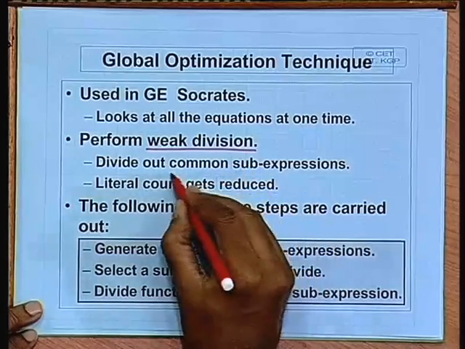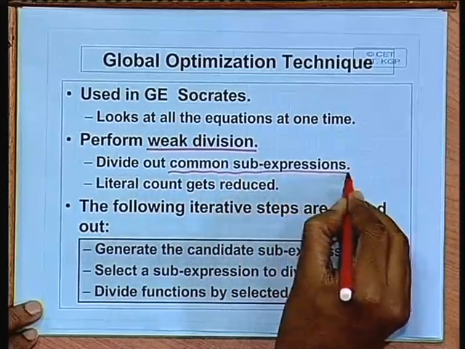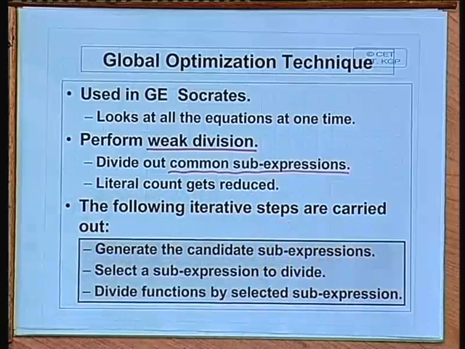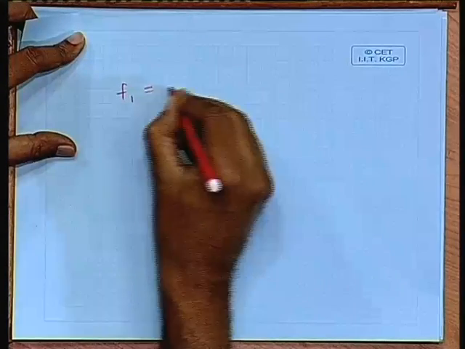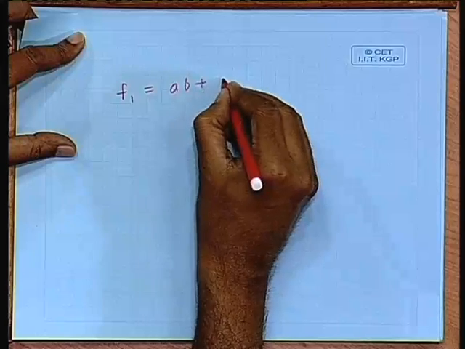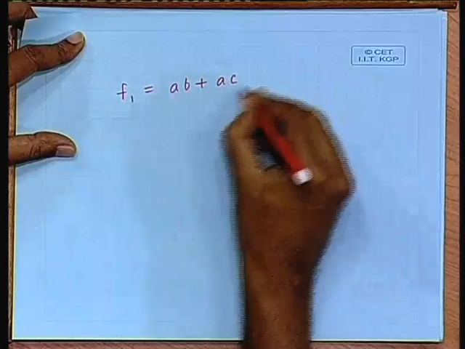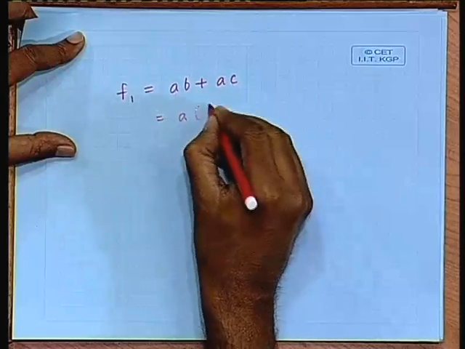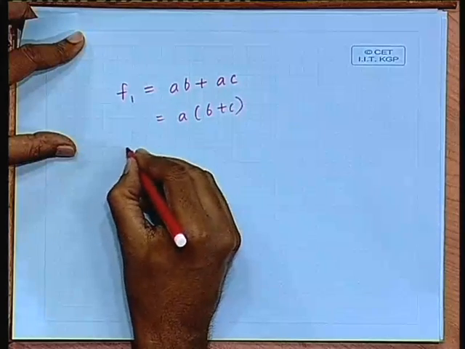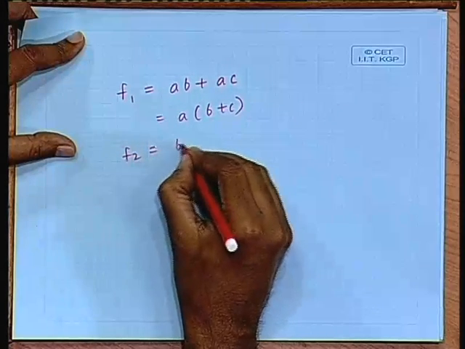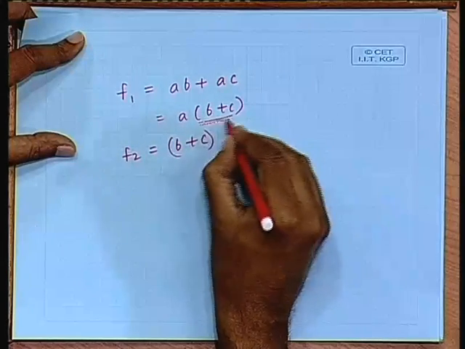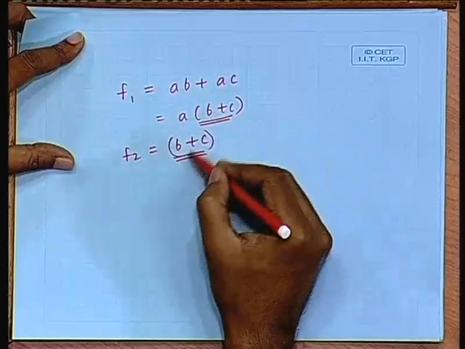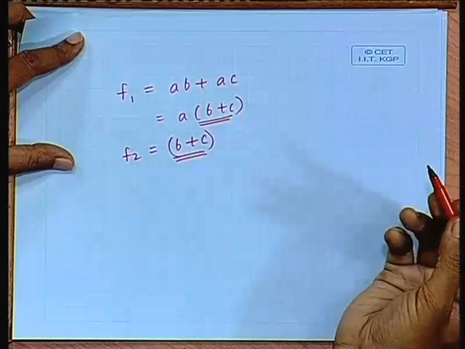Basically, you try to identify the common sub expressions and you try to divide them out. Common sub expression means, say, if you have a function AB plus AC, which you can write as A into B plus C, and you have another function, say only B plus C, then you can see that this is a common sub expression, and instead of evaluating it twice, why don't you evaluate it only once?